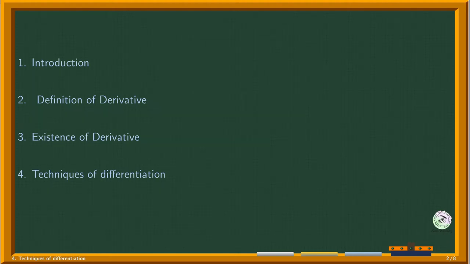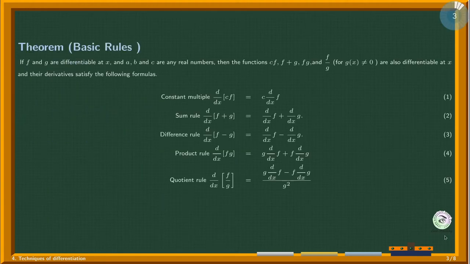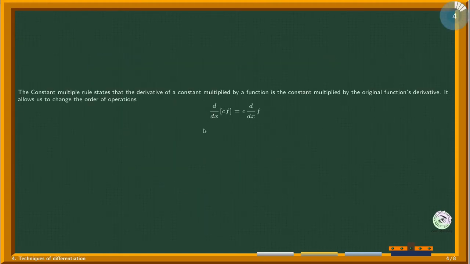Each rule can be used to break down the derivative of a complicated function into a combination of derivatives of simple functions whose derivatives are already known. Here is the list of rules. The constant multiple rule states that the derivative of a constant multiplied by a function is the constant multiplied by the original function's derivative. It allows us to change the order of operations.